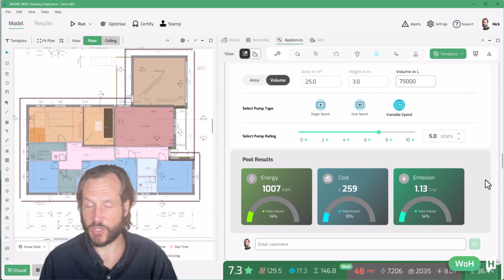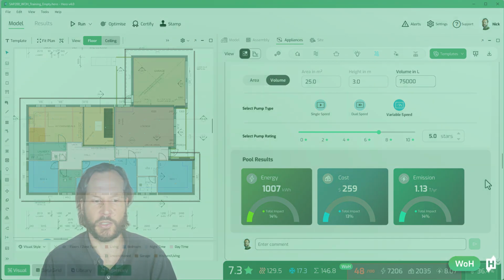Pools and spas are big users of electricity and will bring down your Whole of Home rating, and invariably you'll likely have to compensate elsewhere in the rating.